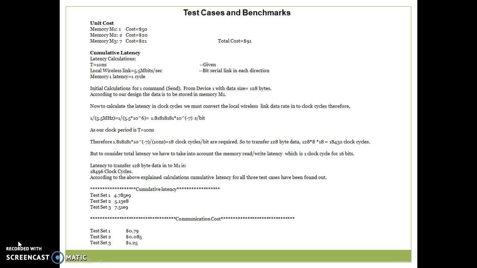Regarding test cases and benchmarks, the total unit cost was $91. Communicative latency, as shown in the slide, for an M1 memory was 18496 clock cycles, and these are our cumulative results for latency and communication cost.